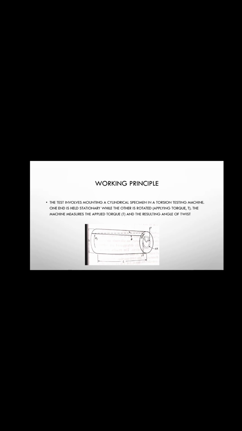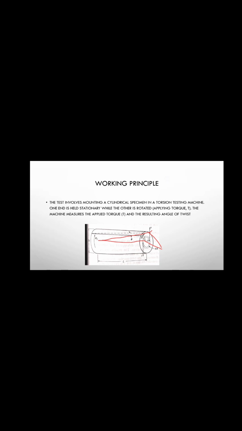Because of this torque, shear stress develops inside the material. The material undergoes angular deformation when it twists. In the diagram we can notice that this is the line. The actual line, when we twist, the line goes upwards. The angle between these two regions is called angular deformation, and here shear strain is produced.